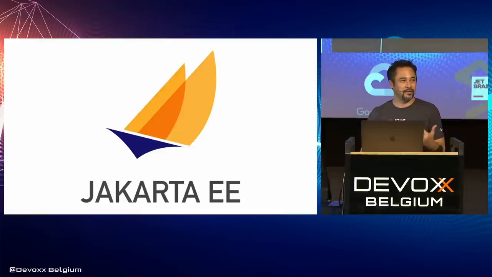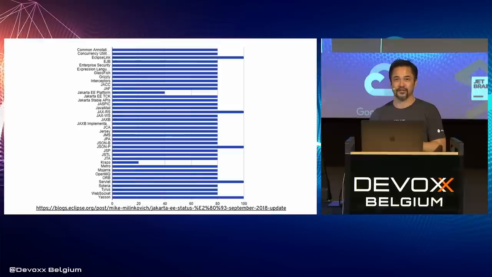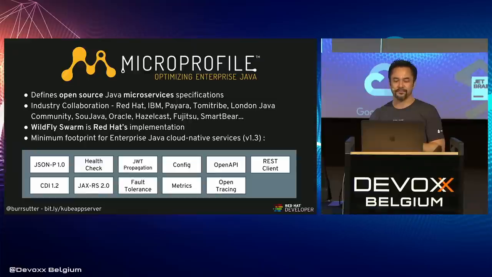And now we have Jakarta EE to replace J2EE and Java EE. So Java EE continues on with the Eclipse Foundation as Jakarta EE now. And they're going to continue defining more standardized APIs and more universal ways of building applications on top of this next generation platform. You can kind of see the progress of the current TCKs moving through the Eclipse Foundation. They're about 80% there getting those TCKs moved over.